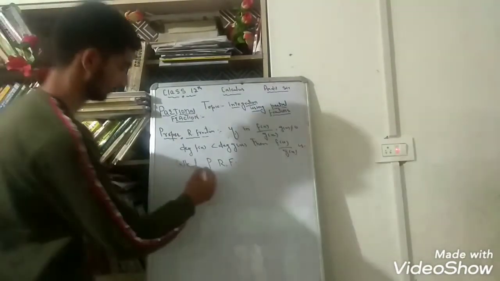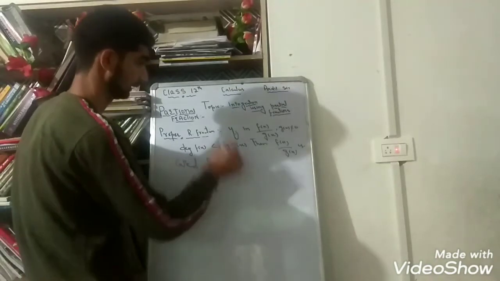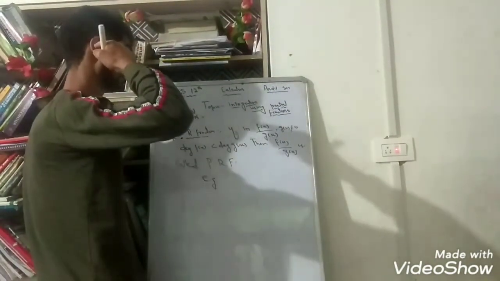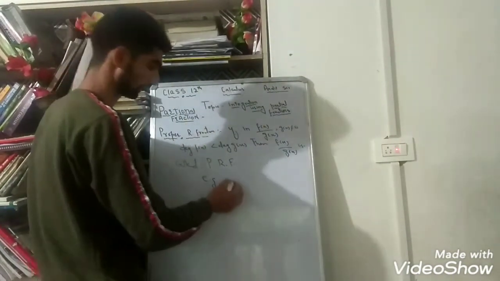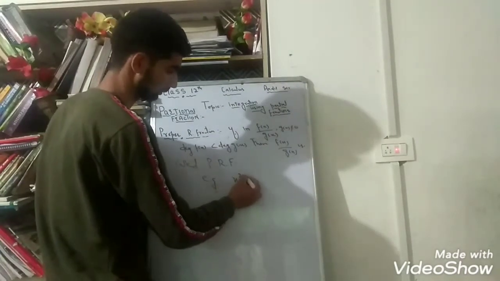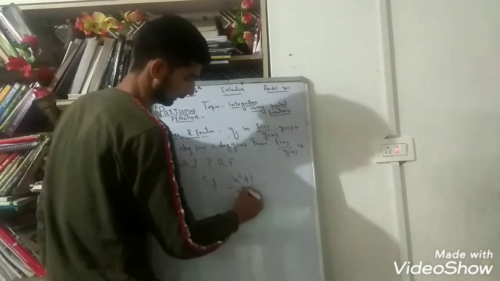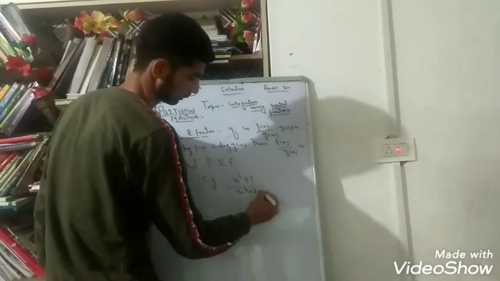For example, you can do this example as we have a proper fraction when the degree of f(x) is less than the degree of g(x). So I will take here x square plus 1 divided by x cube plus 3x plus 2.